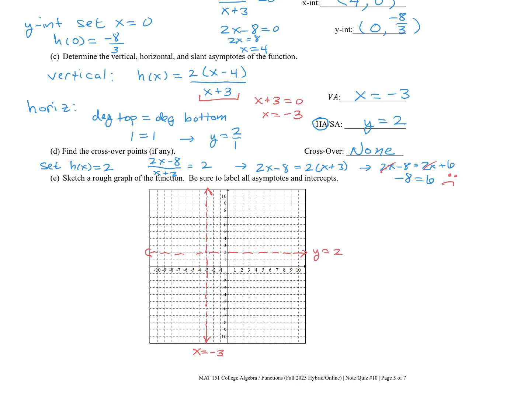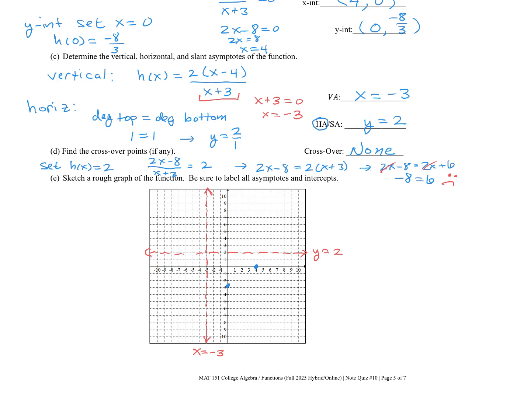We also saw that we had an x-intercept of (4, 0), which is right there. And we had a y-intercept that was negative 8/3. And negative 8/3 is negative 2 2/3. So that's right in between negative 2 and negative 3 here.